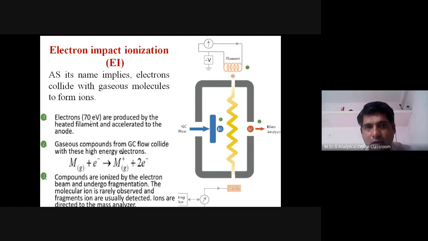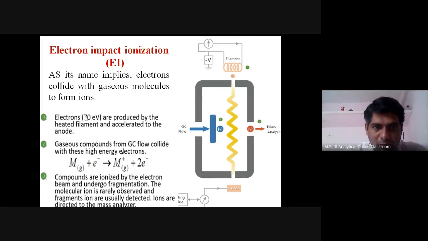Okay, this much energy is required in mass spectrometry. The first part is the formation of the electron. Second is the entrance of the molecules. When these molecules and the electron from this side collide, there will be formation of the ion. The formation of ion takes place in this region, and that ion will be taken towards the mass analyzer. So this is the working of electron impact ionization.